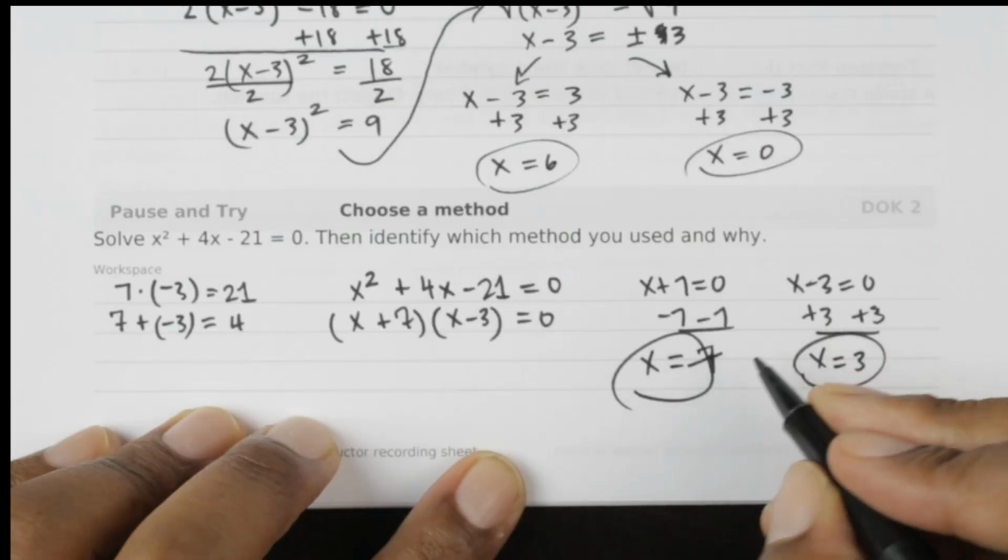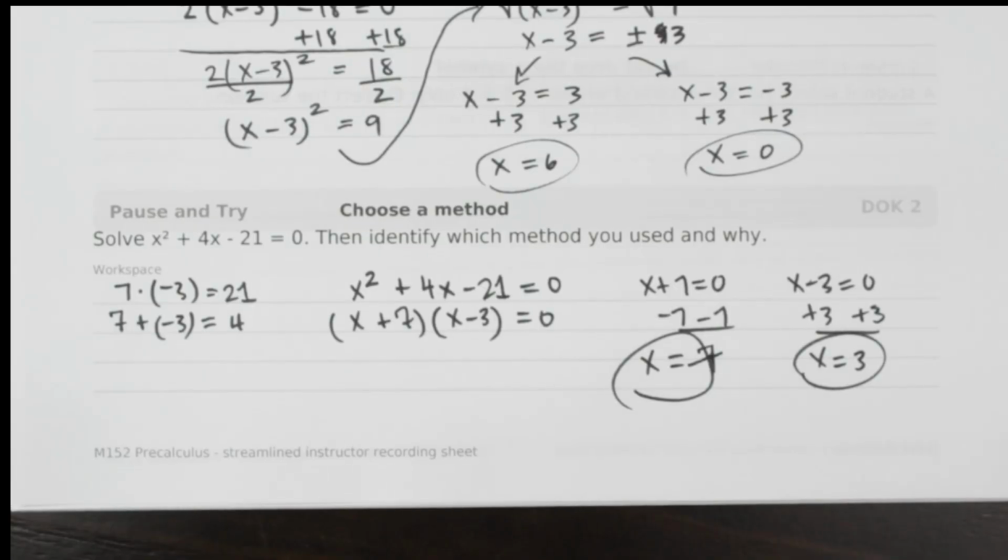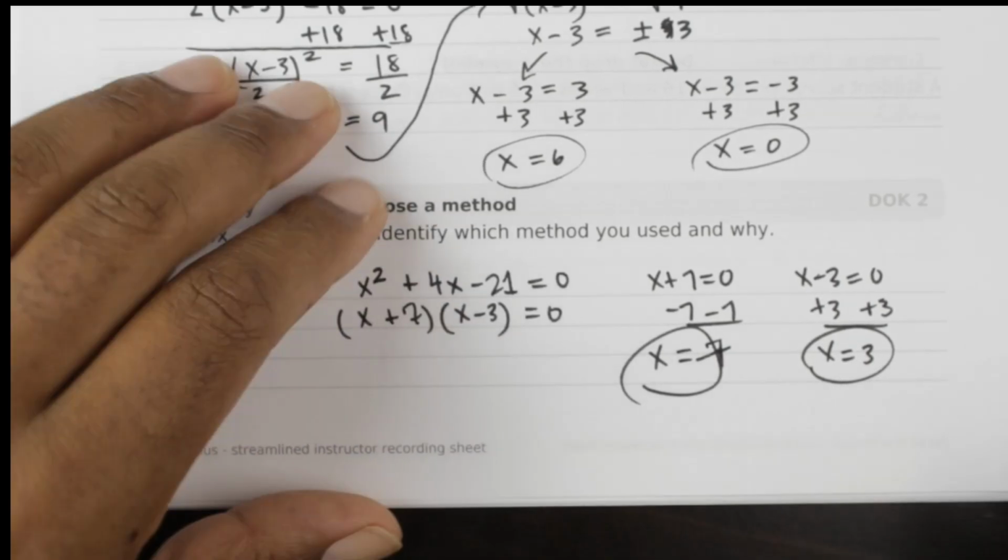Okay, you pretty much get it. All right, so the solutions are x is equal to negative 7 and then x is equal to 3. So the best method here is factoring because the trinomial factors very cleanly. Okay, all right, let's continue.